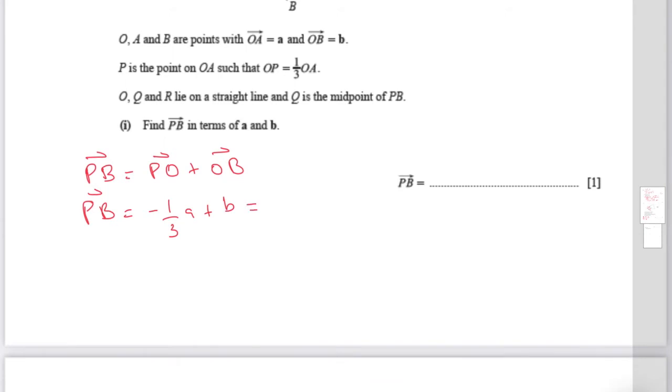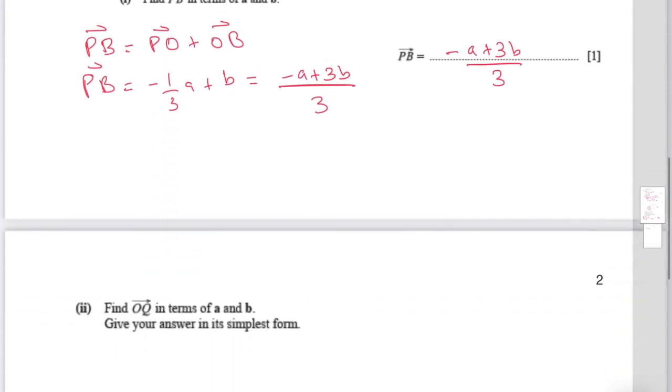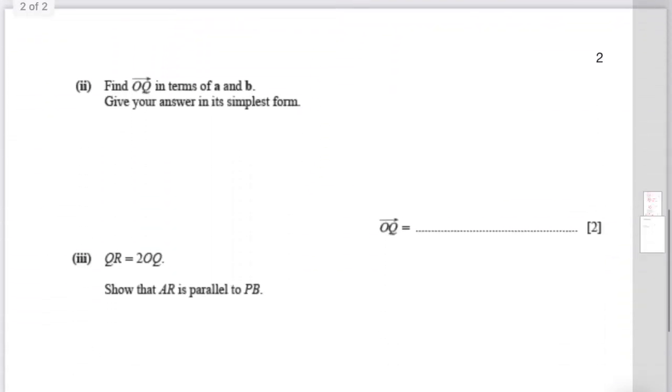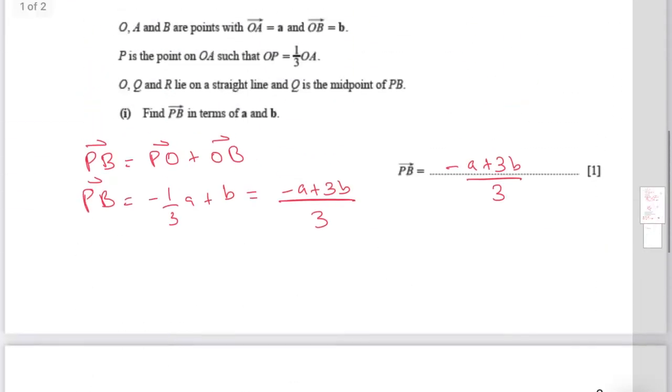If we find the common denominator between them, it is 3. So you write 3 here and you write negative A plus 3B, which is your answer. So PB is equal to negative A plus 3B over 3. That answers this question. Let's move on. The next part says find OQ in terms of A and B. Give your answer in its simplest form.